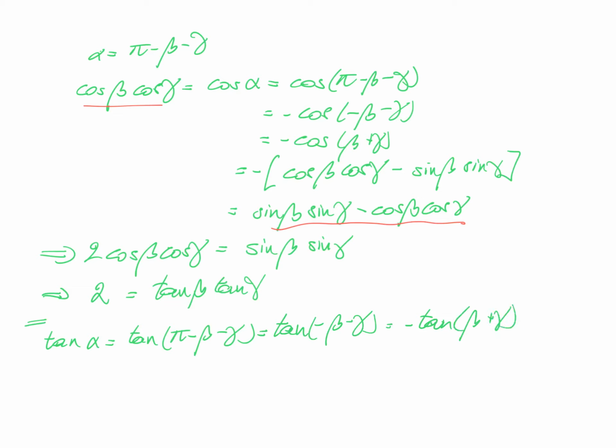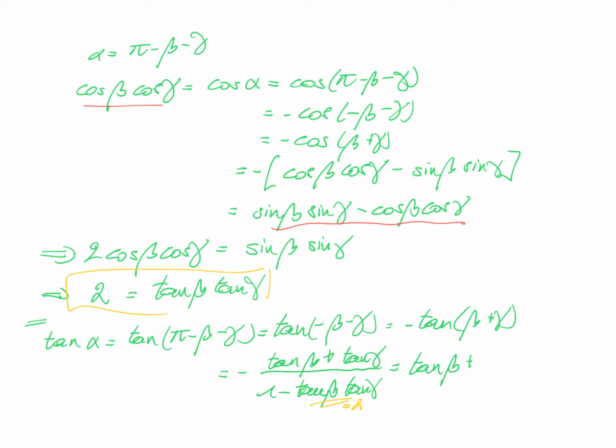Tangent of beta plus gamma, we use the formula. So this is minus tangent beta plus tangent gamma divided by 1 minus tangent beta times tangent gamma. And then we know from here that this is equal to 2. So we get on the bottom 1 minus 2 is minus 1. So this is just the tangent of beta plus the tangent of gamma, which is what we needed to prove.